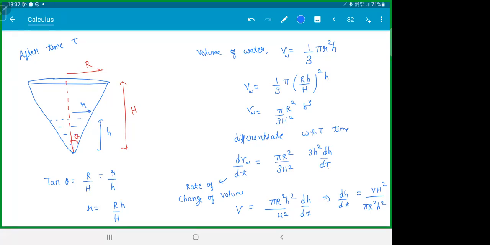Clear? Turn the page. Rehan, clear? Ritu, got this?